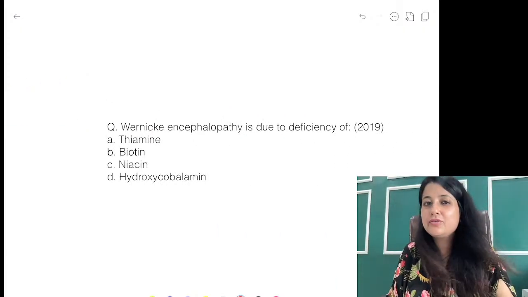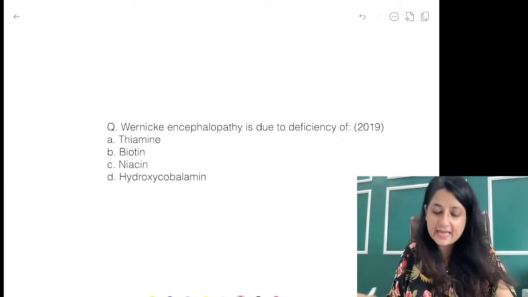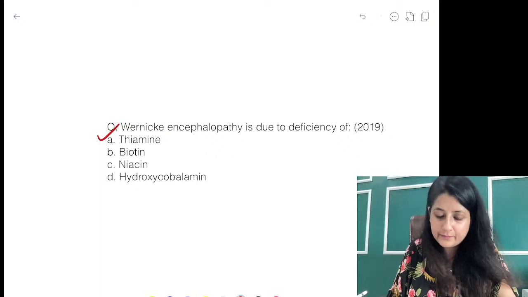Wernicke's encephalopathy is due to deficiency of what? Wernicke's encephalopathy, Korsakoff, already done it. Thiamine, already done is thiamine.